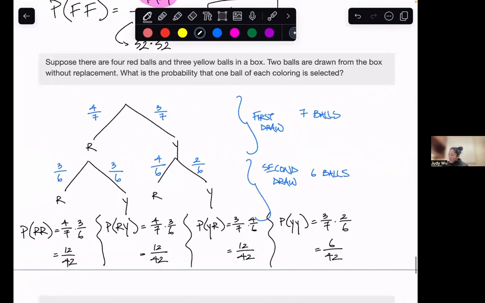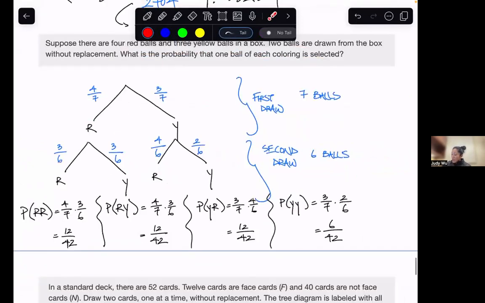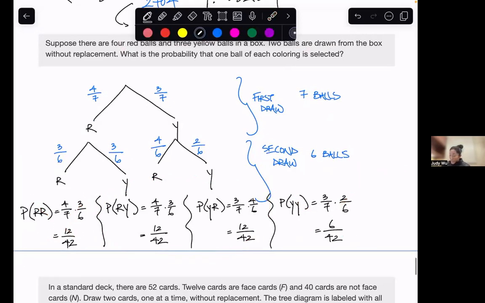Now let's think about this question though. We found a lot of probabilities, but let's think about what we want. We want the probability that one ball of each coloring is selected. So in other words, I don't want red, red, and I don't want yellow, yellow. That means I'm going to want only the probability of red, yellow, or yellow, red. I'm going to add those together.